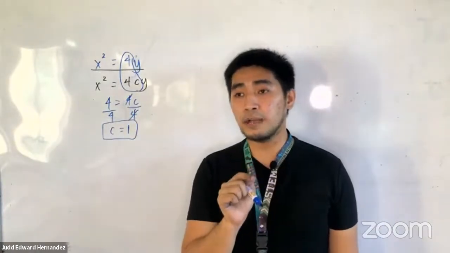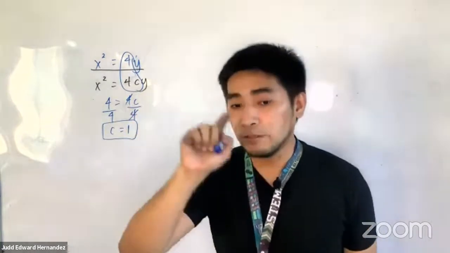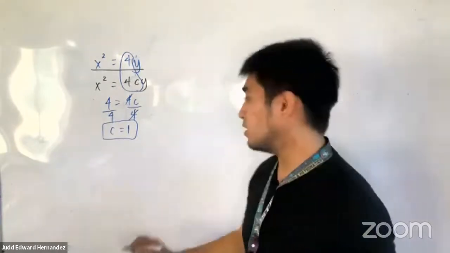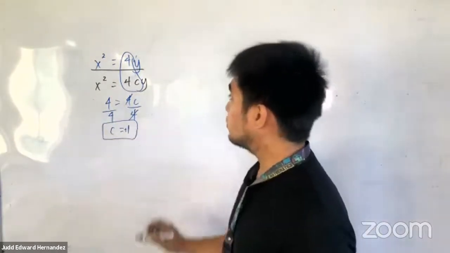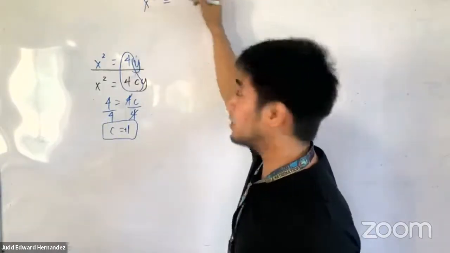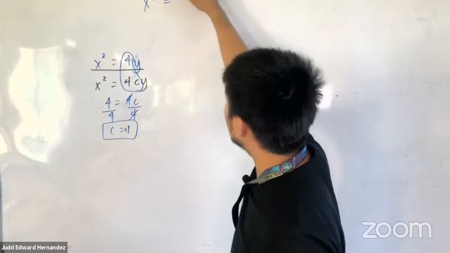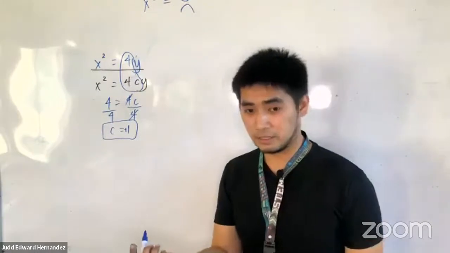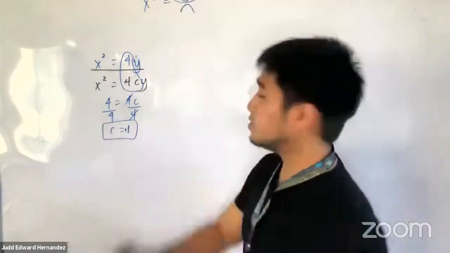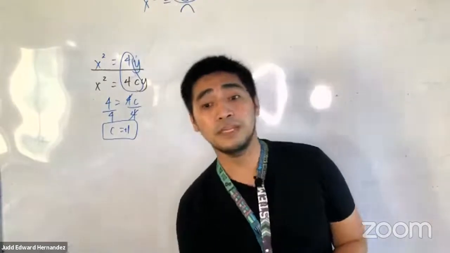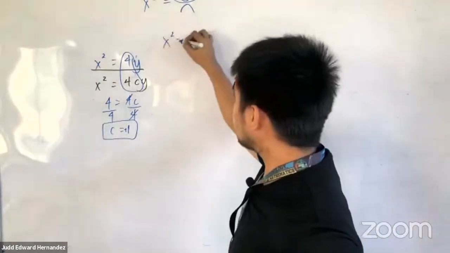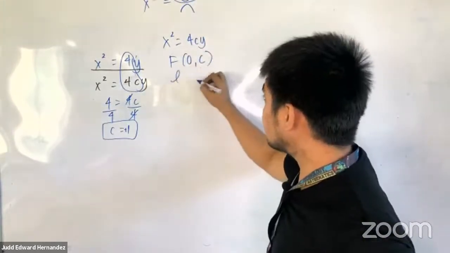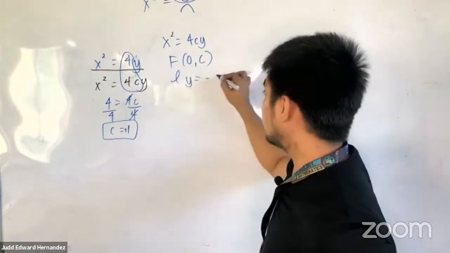How do we know that our parabola is either opening upward or downward? By getting the sign of c. So what is the sign of c that we got? The sign of c is positive. Therefore, when we say x squared, it either opens upward or downward. Okay. Because it is positive, therefore, we can say that it is opening upward. From our equation, x squared is equal to 4cy, the focus is located at (0, c), and the directrix is y is equal to negative c.